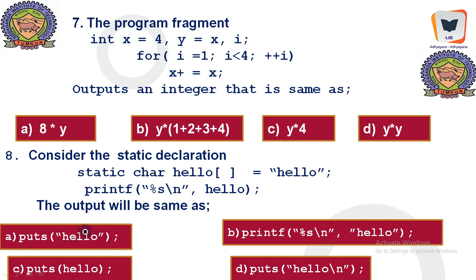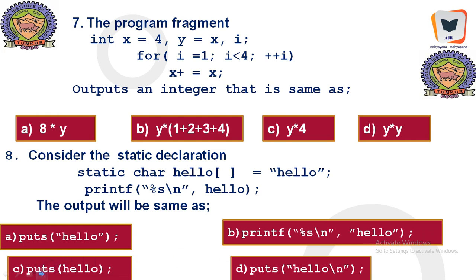The output will be the same as puts("hello"). Okay, hello as a literal string will be printed, as a literal constant will be printed, and puts is put string. The characteristic feature of this puts function is it will automatically generate an empty line, that is a new line. Therefore this will also hold good. This is equivalent to this. Printf("%s\n", "hello"). Anyway, here the literal constant will be printed over here.